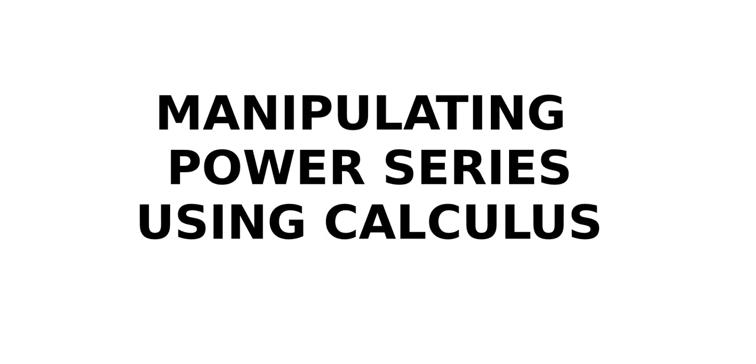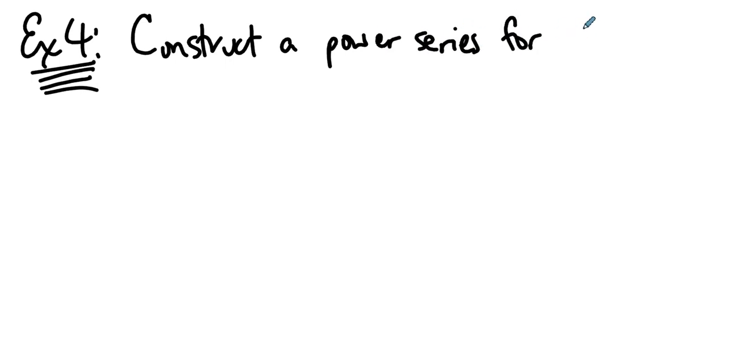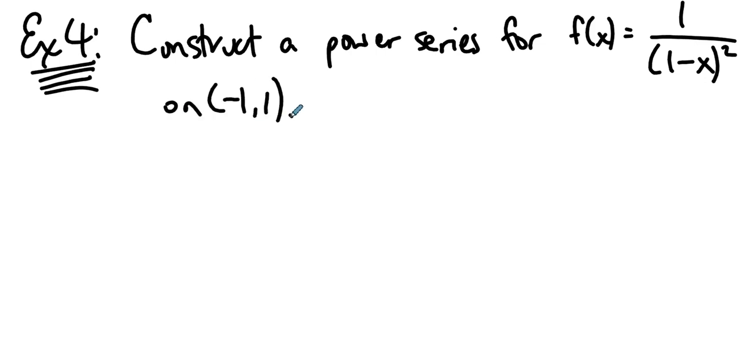Well now, in the same way that you can manipulate a power series using algebra, you can manipulate a power series using calculus. Let's take a look. Let's construct a power series for f of x equals 1 over 1 minus x squared on negative 1 to 1. Let's do that.